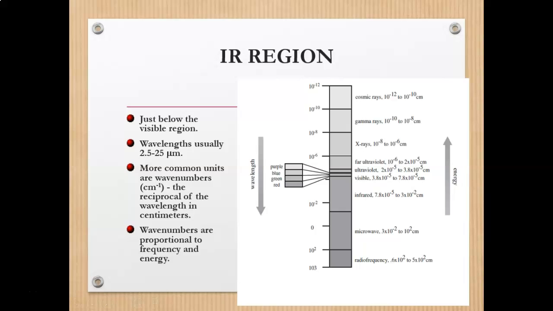So infrared region is just below the visible region. As we can look at here, the gamma rays have the highest energy and the radio frequency has the lowest energy. So infrared lies in the wavelength between 2.5 to 25 micrometer. And more common units are wave number, which is cm negative 1, or 1 over cm, which is the reciprocal of the wavelength in centimeters. And wave numbers are proportional to the frequency and energy.